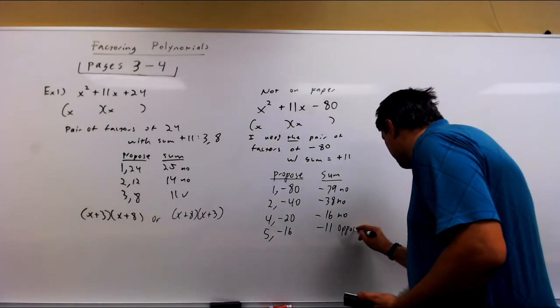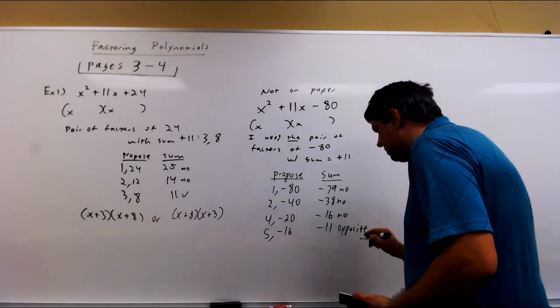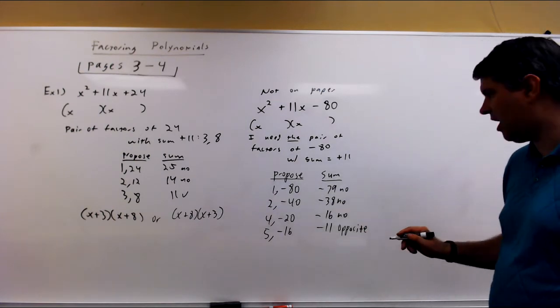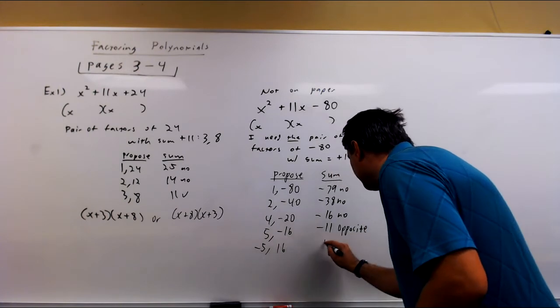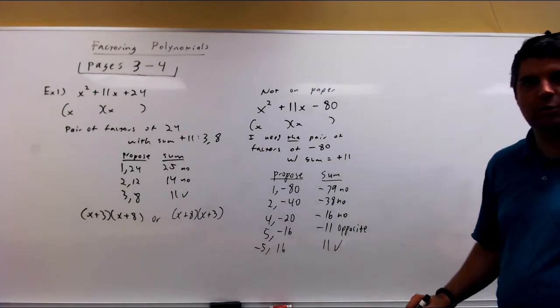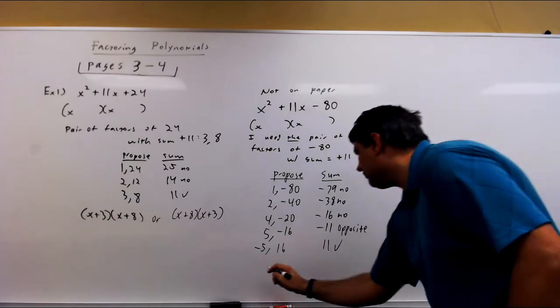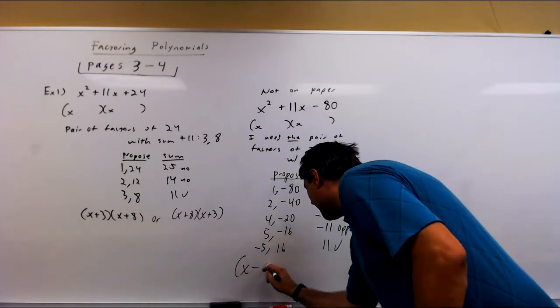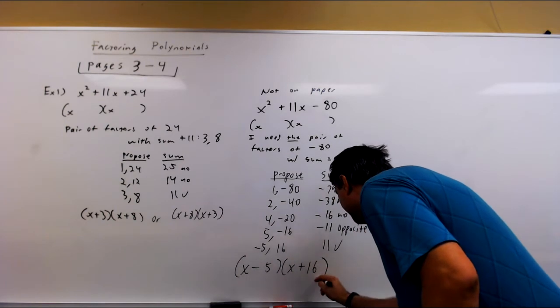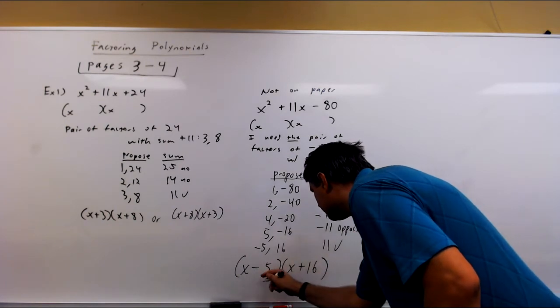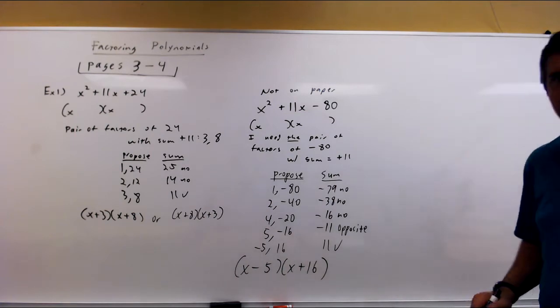So what we're going to do is change the signs. Negative 5, positive 16. That's 11. That is exactly what we need. So I will have x minus 5 and x plus 16 in either order. Okay?